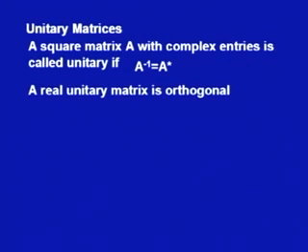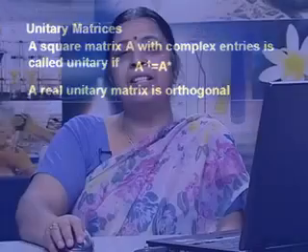And if the matrix happens to be a real matrix, then A star is nothing but A transpose, because the conjugate of a real matrix is the matrix itself. So, A star is nothing but A transpose, and in that case a unitary matrix is the same as an orthogonal matrix. In other words, a real unitary matrix is an orthogonal matrix, because we have A inverse equal to A transpose.